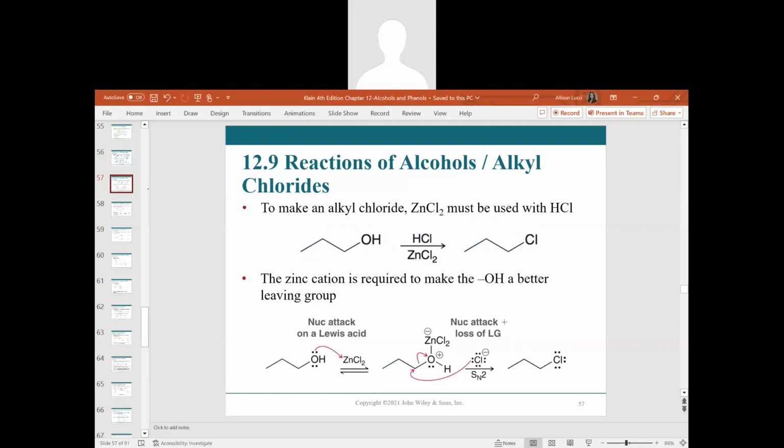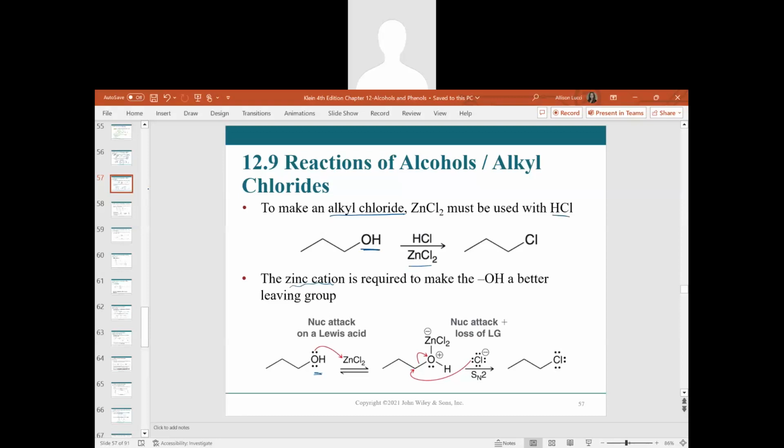So depending on your substrate, you may need to use different reagents. We are now going to form an alkyl chloride from our alcohol here. So this must be done using zinc chloride in HCl, because this zinc cation creates a better leaving group of the hydroxide ion.